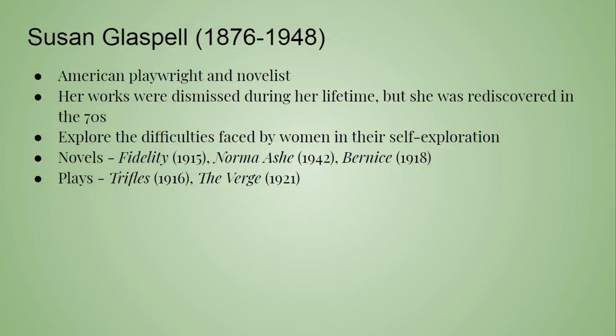About the author Susan Glaspell, she lived from 1876 to 1948. She was a very famous American playwright and novelist. She produced most of her works from 1910 to the 1930s and 40s. But her works were dismissed during her lifetime for various reasons, but she was rediscovered in the 1970s as a major writer in feminism. Her novels and her plays were seen as various kinds of explorations of the difficulties faced by women in their self-exploration and self-discovery.